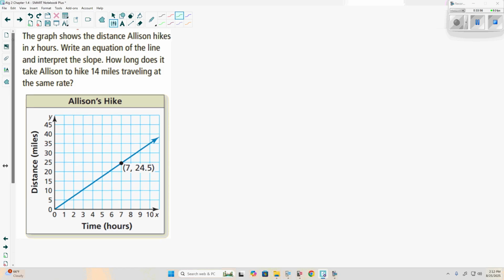Last problem we're going to look at today is this one here. The graph shows the distance Allison hikes in x hours. Write an equation of a line and interpret the slope. Then we need to figure out how long it takes Allison to hike 14 miles traveling at the same rate. Find the slope of the line. y2 minus y1 over x2 minus x1.